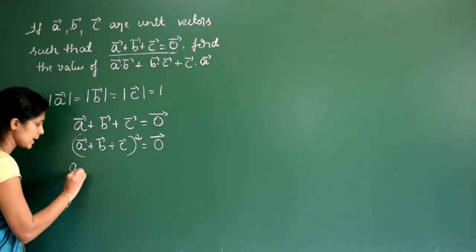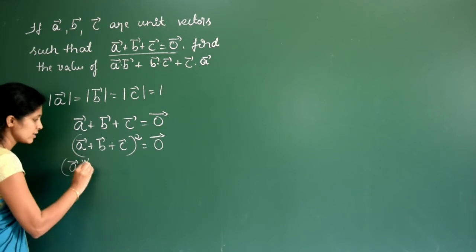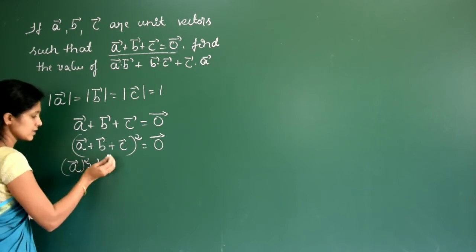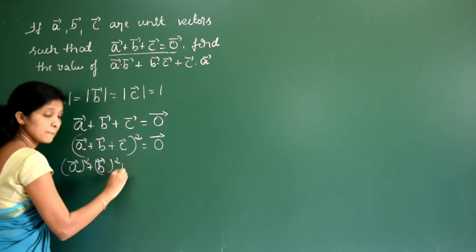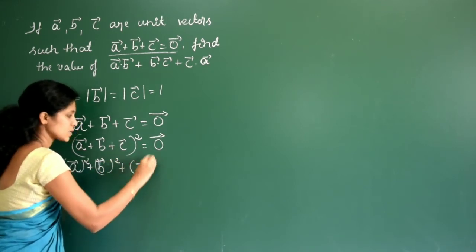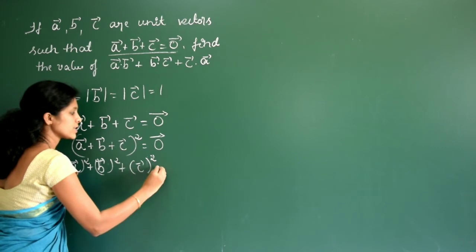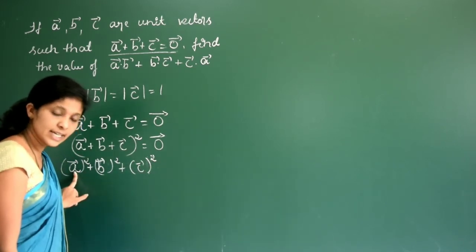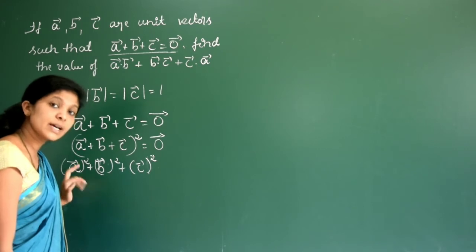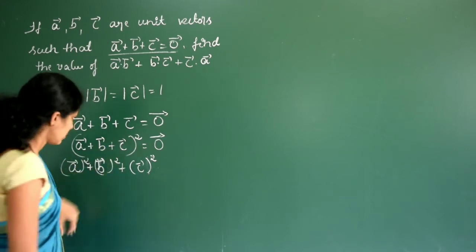So, here it will be a vector square plus b vector square, right? Plus c vector square. So, a vector square is nothing but you can write this as a vector dot a vector, right? A vector dot a vector is nothing but the magnitude of a vector square.